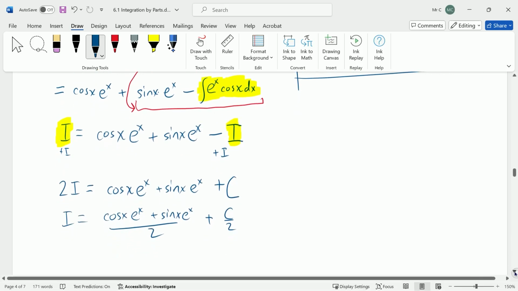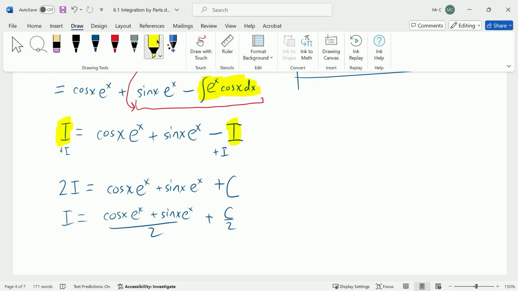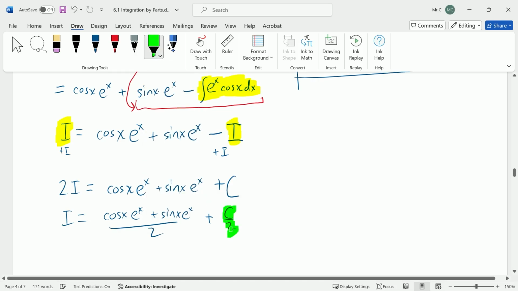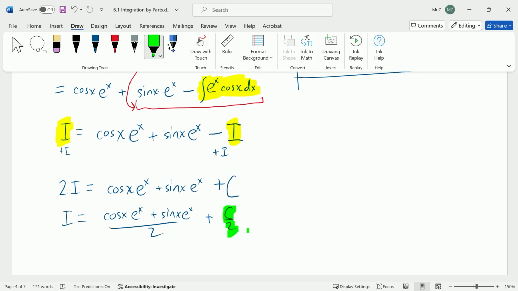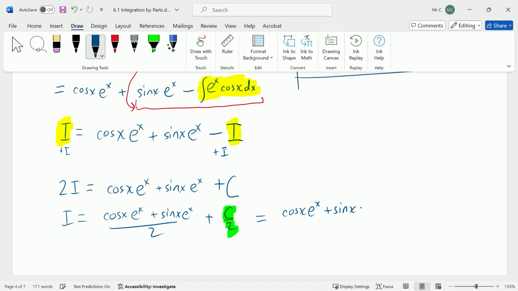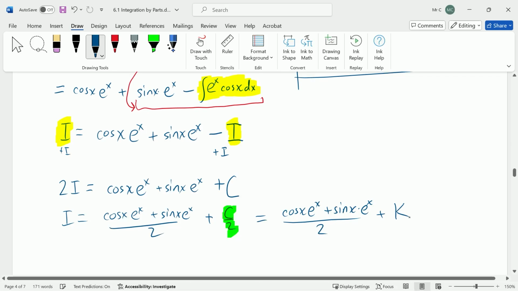But I'm never going to write this c over 2 here, because if I don't know what the constant is and I divide it by 2, it's still a constant that I don't know what it is. So typically, you're always going to write your final answer as just a single unknown constant. You don't need to write any multiples or dividends of a constant. I'll just call it k, change the name of it.